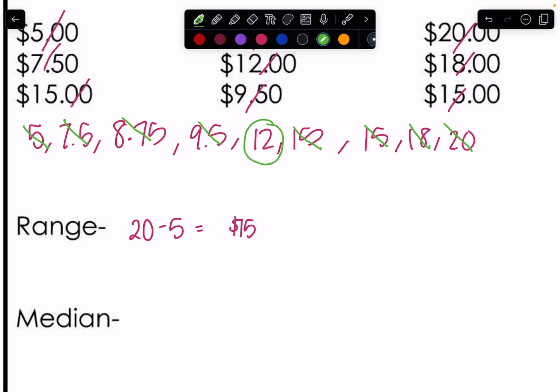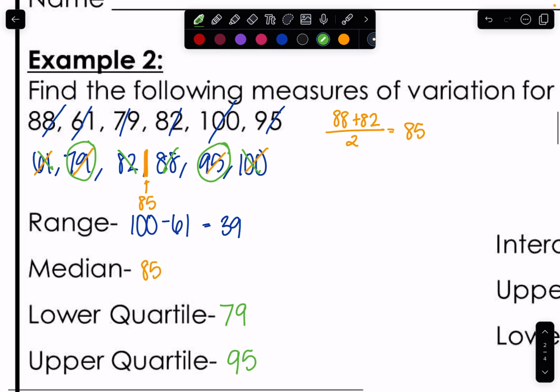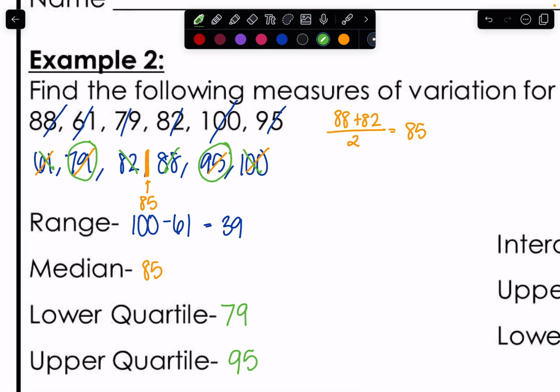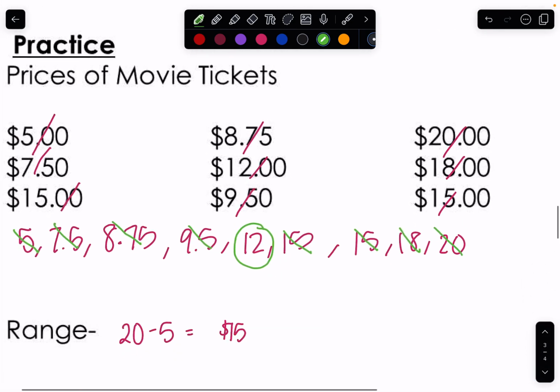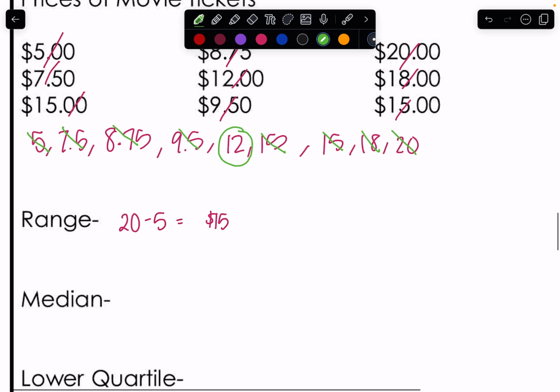So if you notice, this is kind of different than the past couple examples. This time, I do have an exact number in the middle, right? Whereas before, on the previous page here, I didn't. I had nothing in the middle. I had to find the middle of the middle. Remember, that depends on how many numbers you have in your list. So we have 12 directly in the middle. So $12 would be my median.